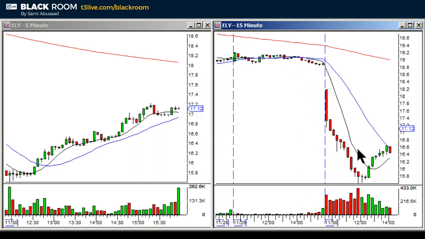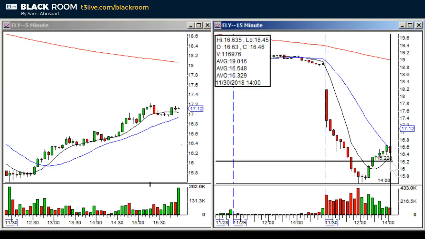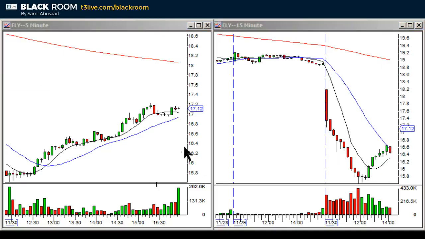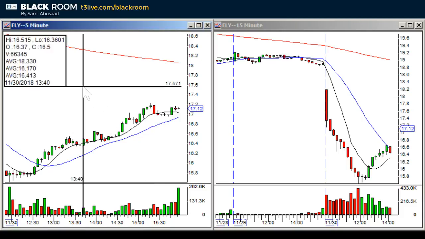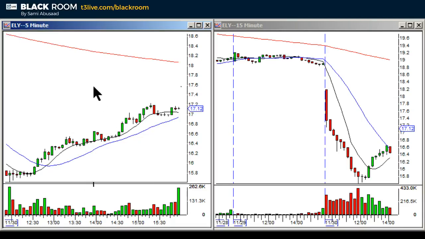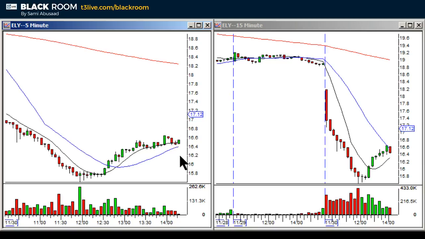Here's the ELY, short. Nice looking sell setup, right? Let's take a look at the 5 minute at that same time, today's trade. So this was, let's say, around 2 o'clock. At 2 o'clock on the 5 minute today, so here's the 2 o'clock.